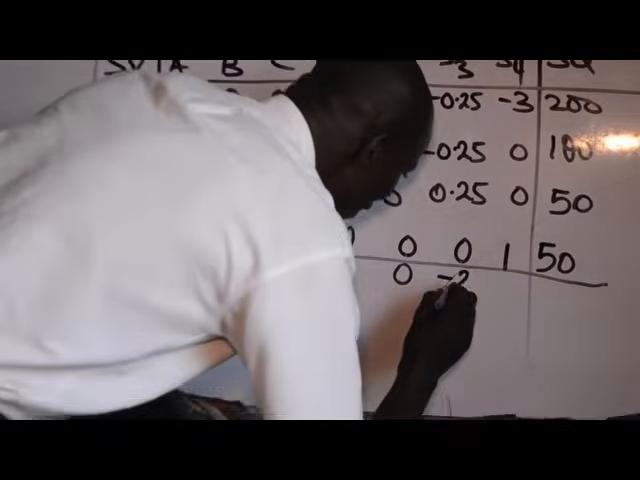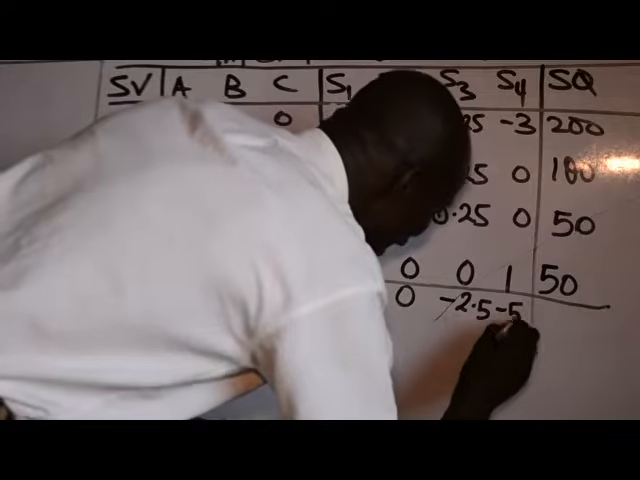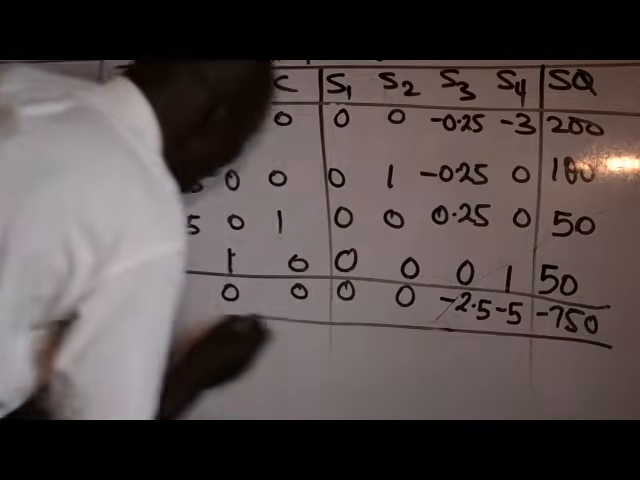Then we have minus 2.5, minus 5, and minus 750. Remember, I have told you that for the optimal solution to be achieved, all values in our objective function must be either 0 or negative. And this 3 is not 0, neither is it negative. So a new pivot has to be determined.